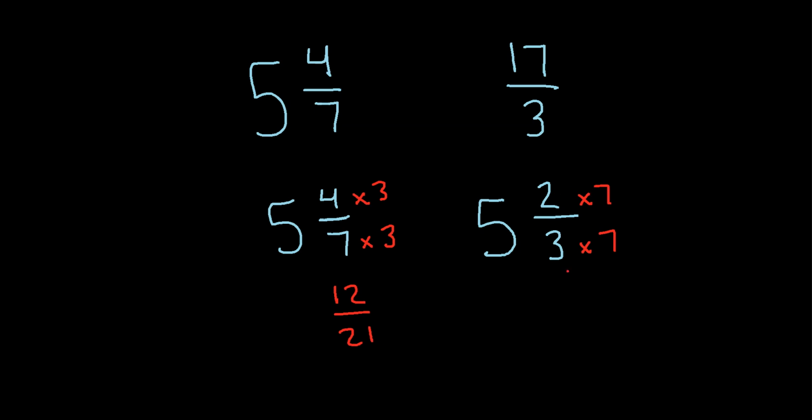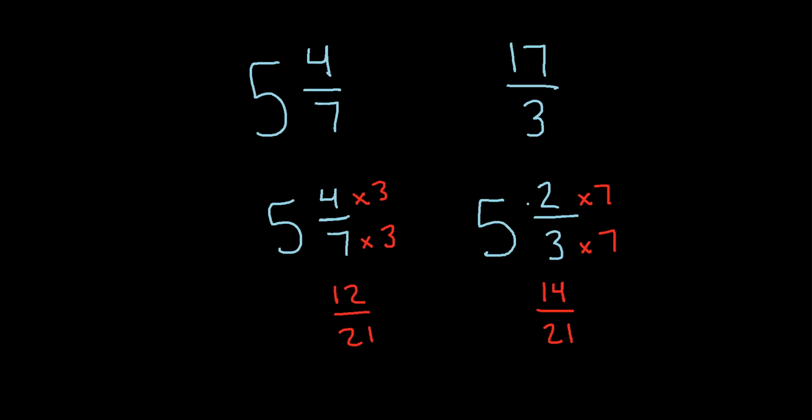And then over here we have 2 times 7, that's 14, over 3 times 7 is 21. So 2/3 is the same as 14/21. Now notice what we've done. We've created fractions that both have the same denominator. So to know which fraction is larger, all we have to do is compare the numerators. So we can see that 14 is greater than 12. So in other words, 2/3 is greater than 4/7.